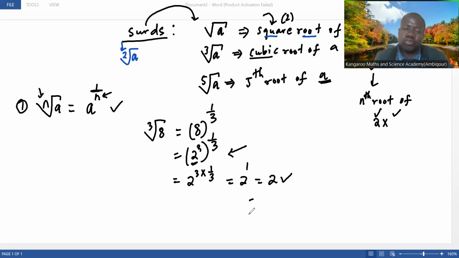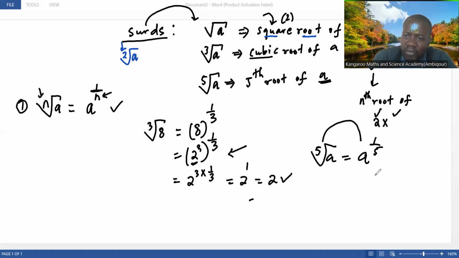You need to be able to know this, surds, ladies and gentlemen. Surds are important. For example, the fifth root of a is just a to the exponent of 1 over 5. So by changing a surd to this, it's now becoming an exponent. And you know the laws of exponents. So make sure that you understand the laws very well, ladies and gentlemen.